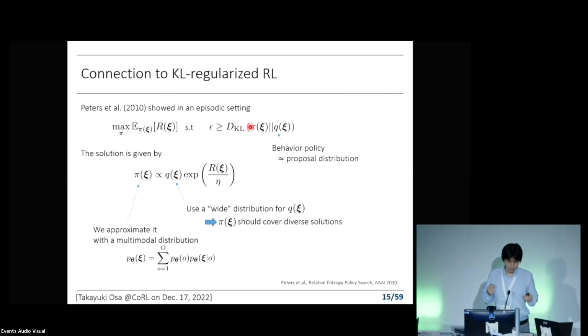Okay, and there is a clear connection to KL-regularized reinforcement learning actually. In the field of reinforcement learning, Jan Peters showed that the solution to this reinforcement learning problem with a KL divergence constraint is given by this form.